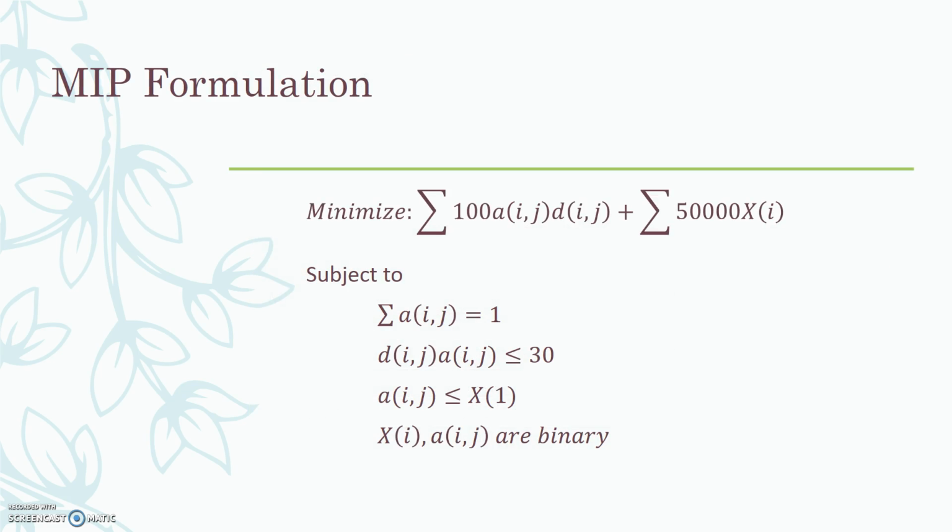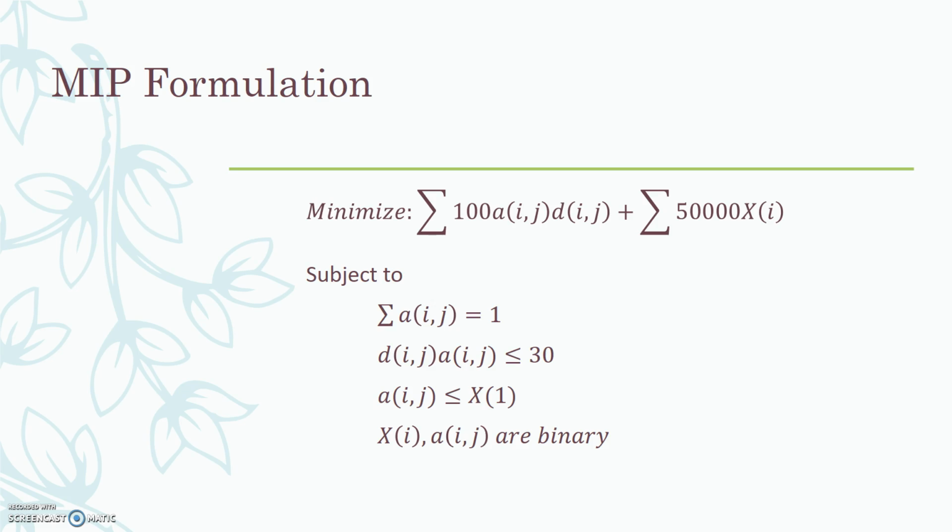So here is my MIP formulation. This took quite a bit of thinking to work through all of this, but basically the I is the customer and J represents the locker. So in this first line, the A of IJ is the assignment of the customer to a locker. The D of IJ is the distance between a customer and a locker, and then the X of J is the locker assignment, so if a locker is used or not.